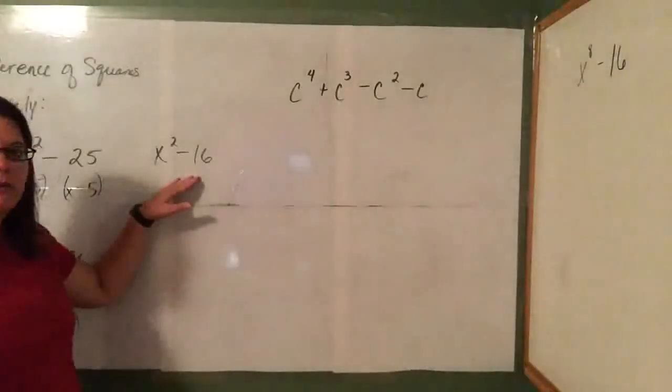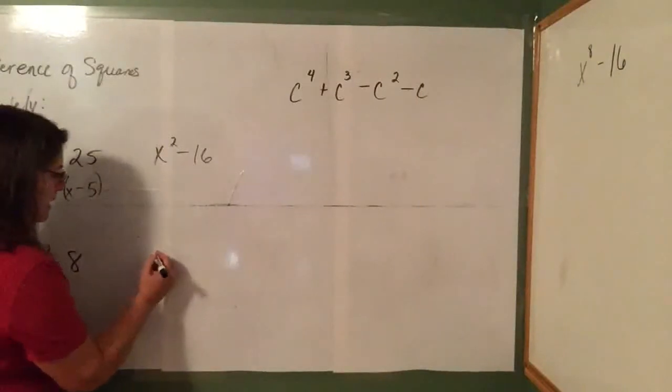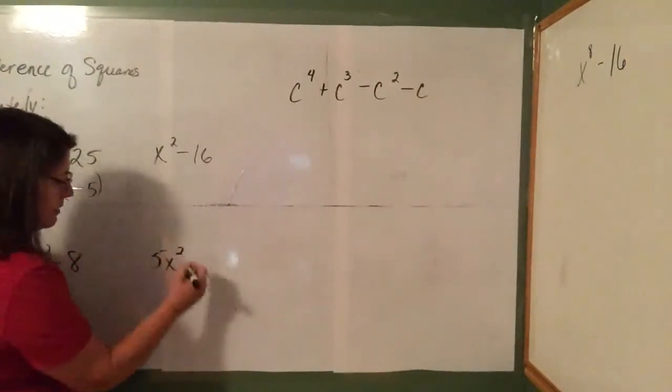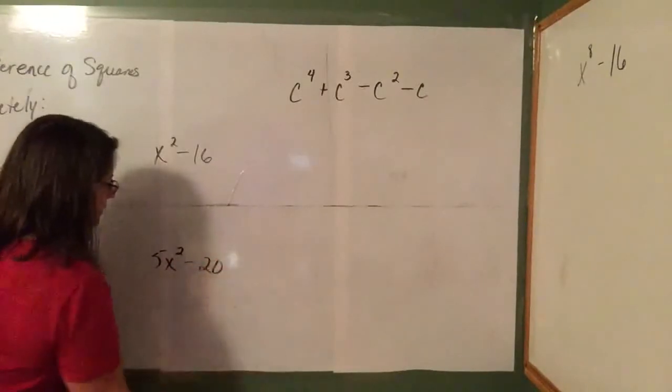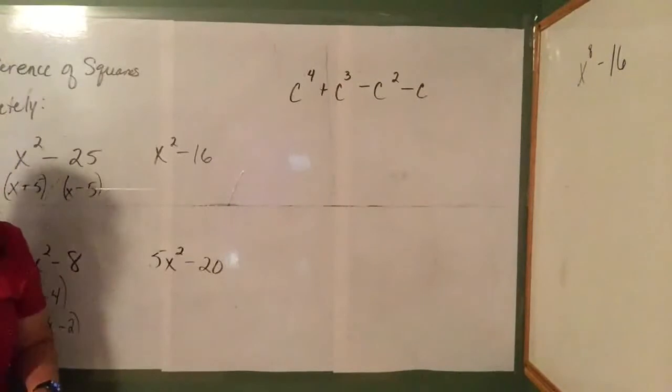Here is another difference of squares problem. I'm going to add another one here. If I give you something like 5x squared minus 20, see if you can do these two. Pause the video and try those two. Let's see if you can get the right answer.